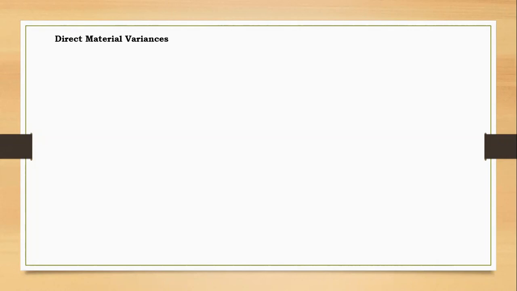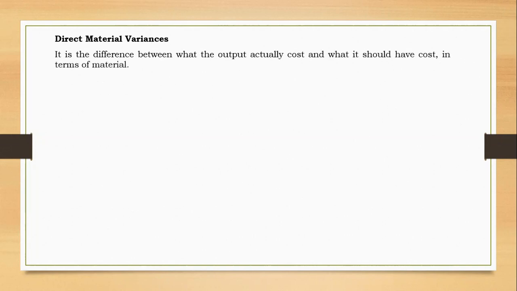All right, so I'm just going to take a look at how to approach direct material variances. What are direct material variances? Simply speaking, when speaking of direct material variances in total, you have to compare the actual costs that have been incurred on materials against the cost that you expected to incur, the standard cost for the actual output. So it's just the difference between what the output actually cost and what it should have cost in terms of material.